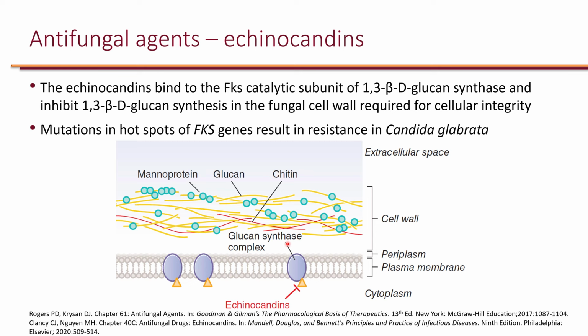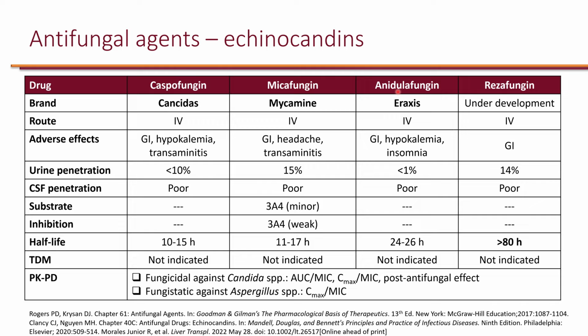Let's look at the pharmacokinetics of these agents. So there are three of these on the market right now, and there is one under development. So caspofungin was the first one. These are all IV, so we don't have any oral formulation in this class. In general, they are really, really well tolerated. So there's not much adverse effects that would lead to discontinuation. Of note, pretty much none of them get good concentration in the urine, so they're really not good for urinary infections. And they're also not good for any CSF infections.